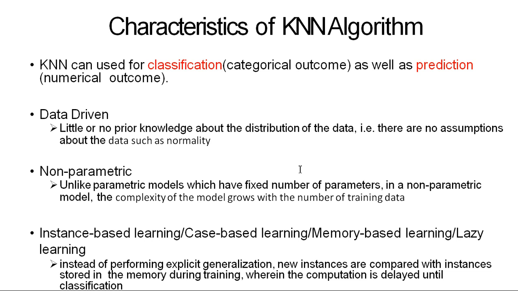It is non-parametric. Unlike parametric models which have a fixed number of parameters, in a non-parametric model, the complexity of the model grows with the number of training data. See here the training data is not actually a supervised one, it's actually an unsupervised one. So it is instance based, case based, memory based or lazy learning.